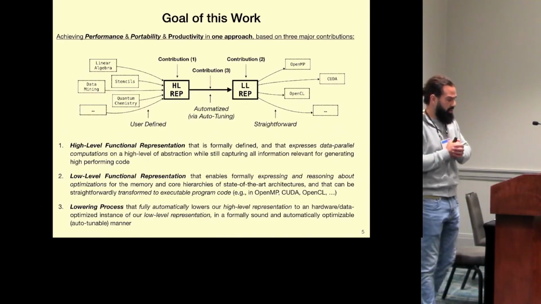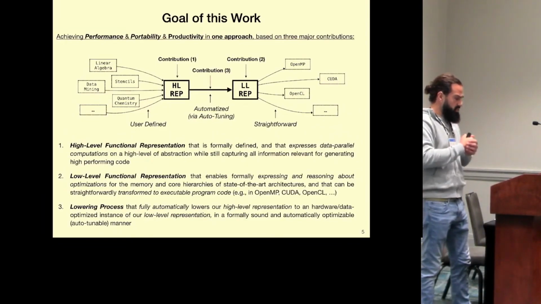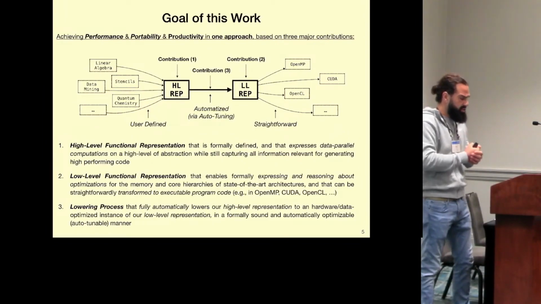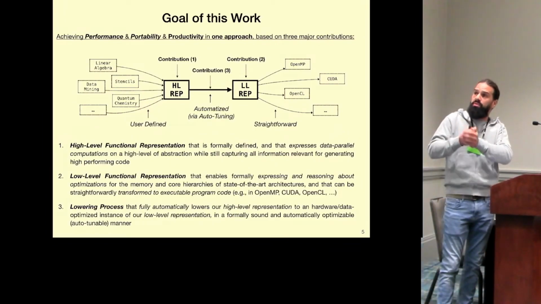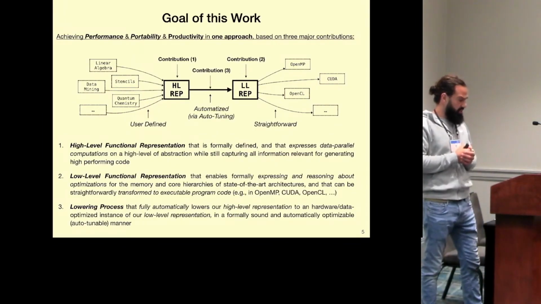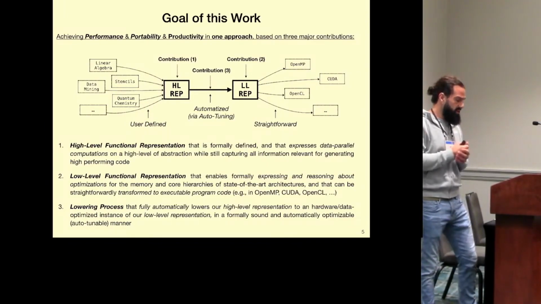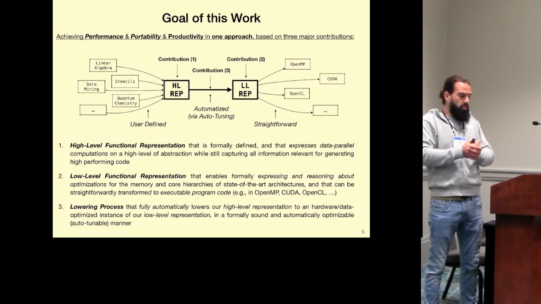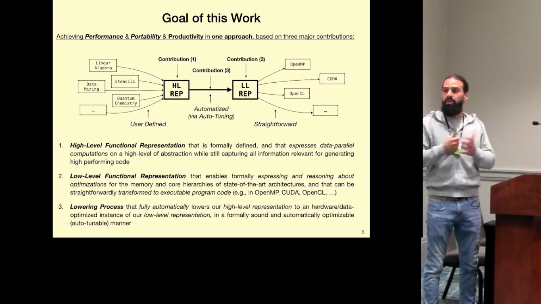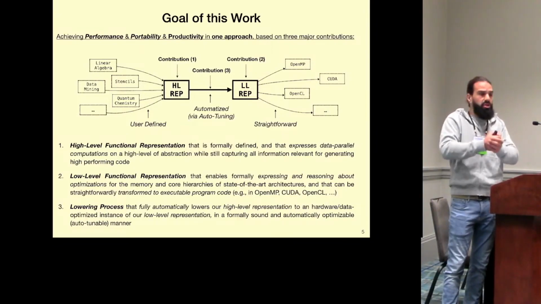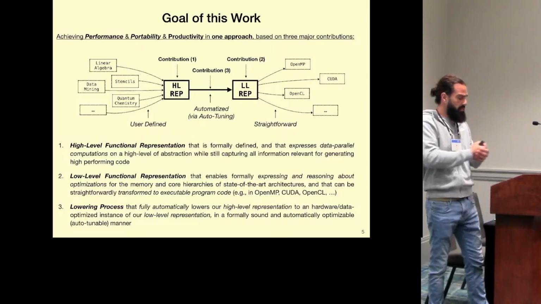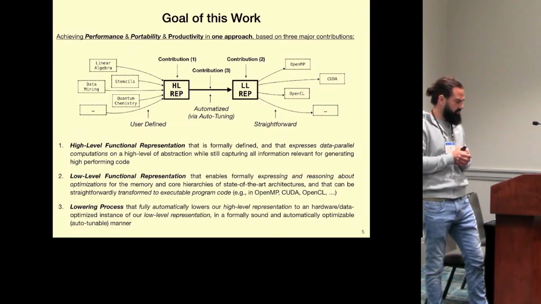The goal of our work now: we want to achieve performance, portability, and productivity in one combined approach, and therefore we introduce three new major contributions in our paper. First, we introduce a high-level functional representation, fully formally defined, that allows us to express data-parallel computation, agnostic from any hardware and optimization details, while still capturing all information relevant for generating well-performing code for different kinds of architectures.